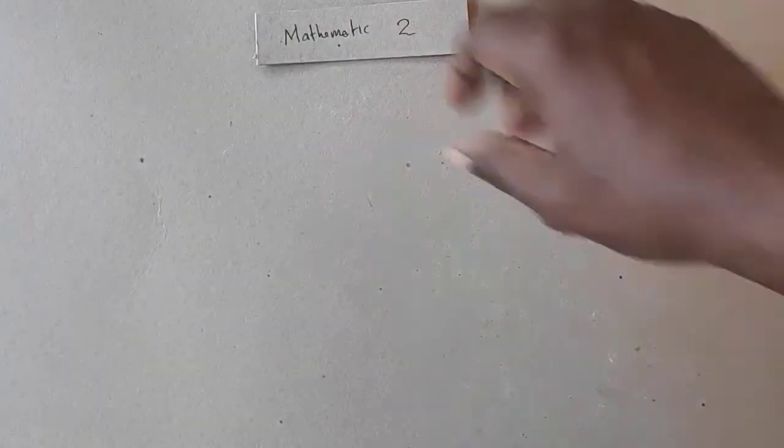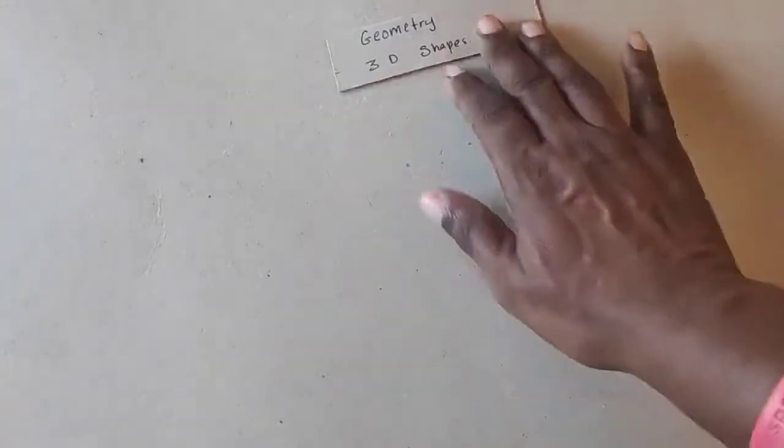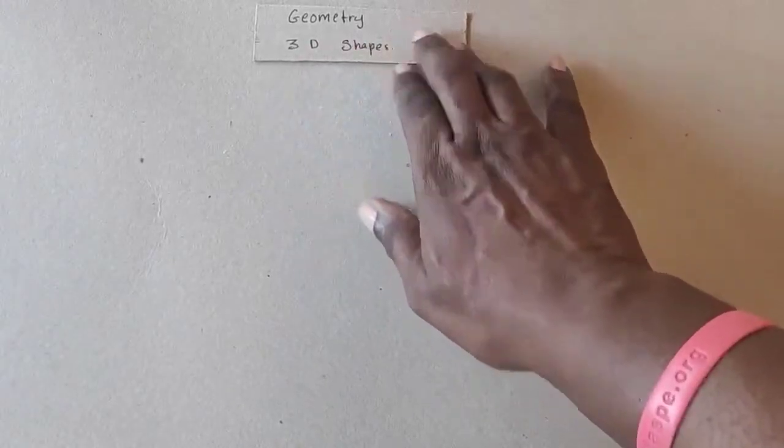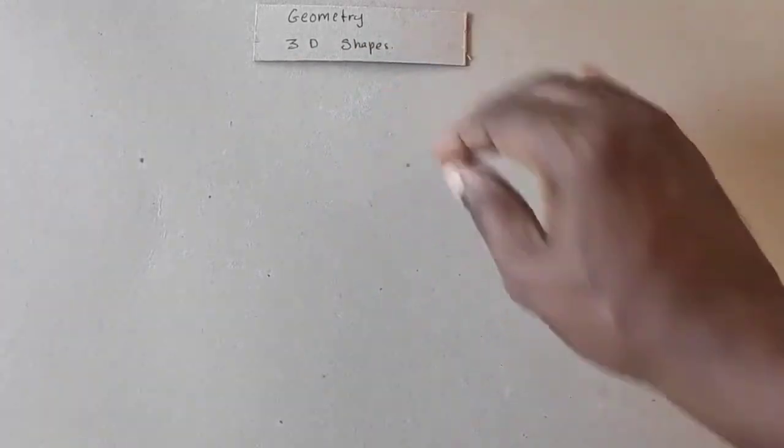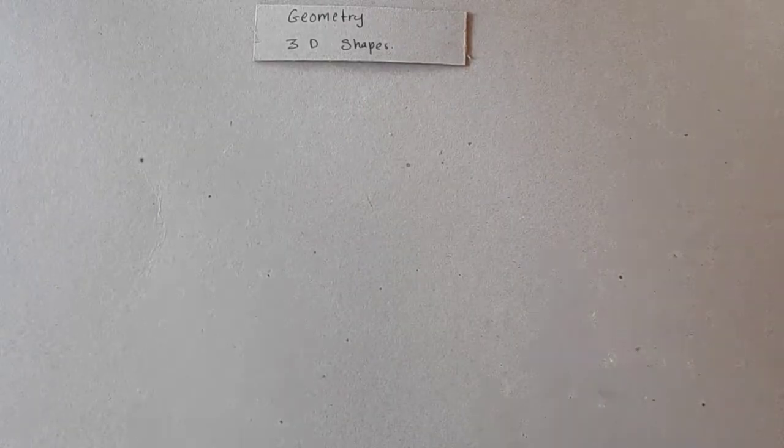What were we doing in Maths 2? We are doing geometry and we are doing 3D shapes. Now today what we're going to do, we're going to review all of the shapes that we did over the week. Alright, so let's start.